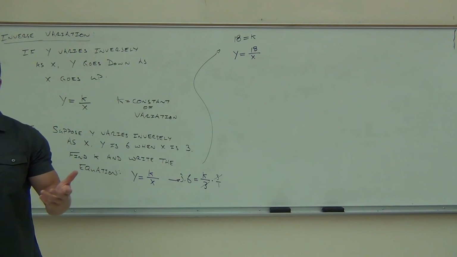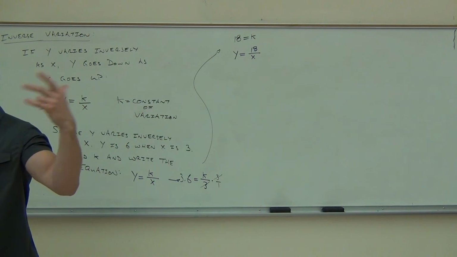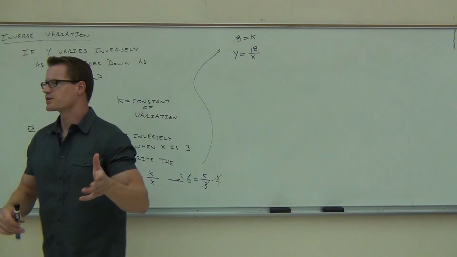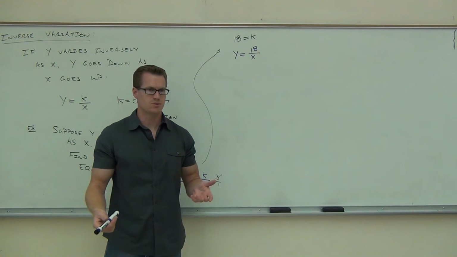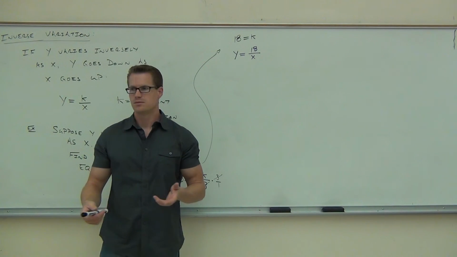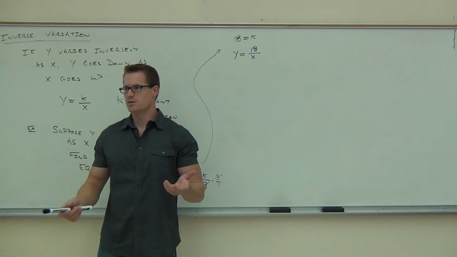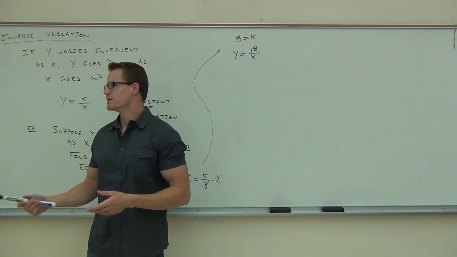Yeah, sure, the problems in your homework are going to ask you for that. Say, okay, great, you made this up. Now find y when x is 2. How much would y be when x is 2? Yeah, good, it'd be 9. 18 divided by 2, you get 9 out of that.